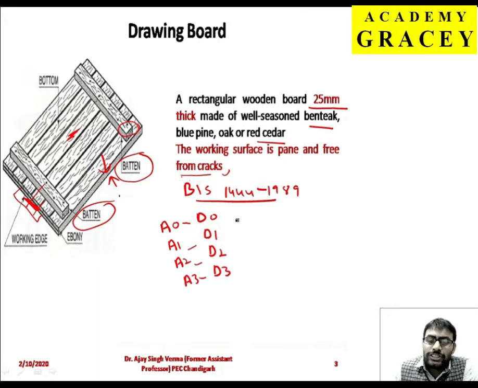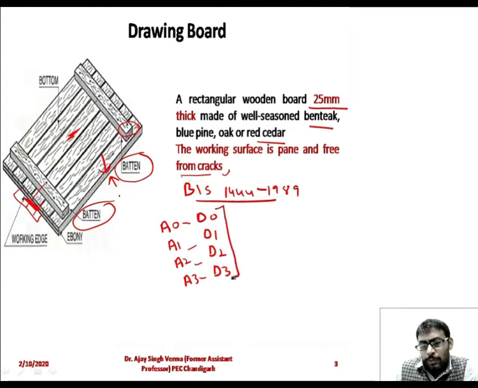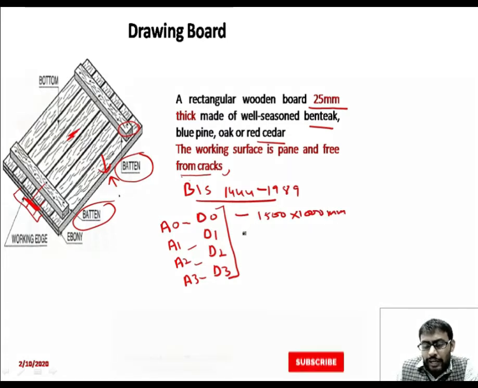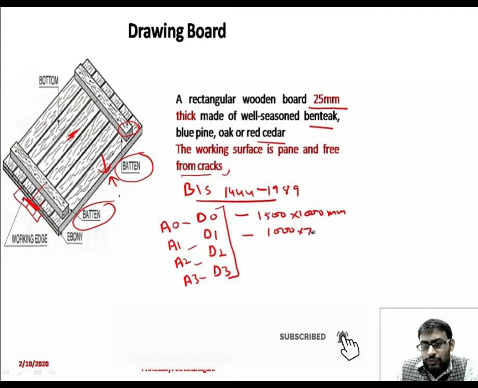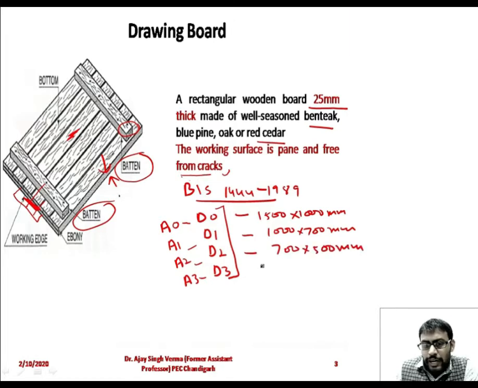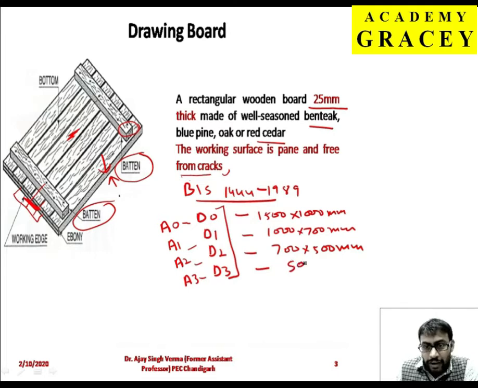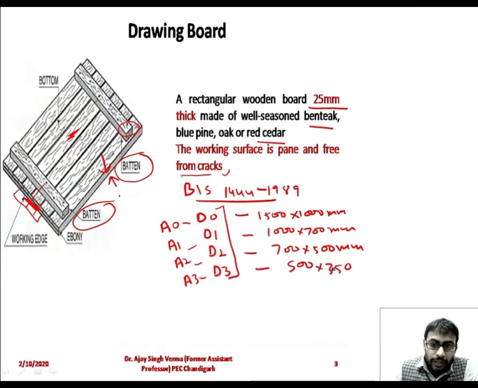So all these four sheet sizes are fixed according to the nomenclature of these drawing boards. The dimension of D0 is 1500 by 1000, for D1 it is 1000 by 700, for D2 it is 700 by 500, and for D3 the size is 500 by 350. These four are the standards as per the BIS standard.